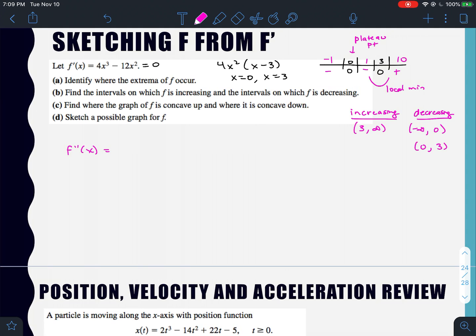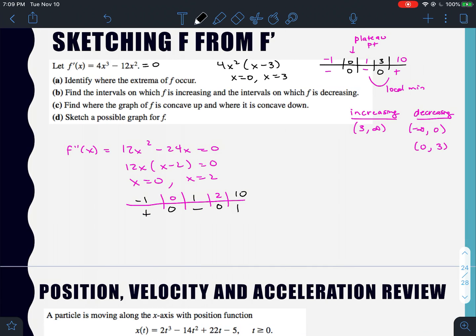Concavity, we need to look at the second derivative. So my second derivative is going to be the derivative of the first. So 12x squared minus 24x. Set that equal to 0. I'm going to pull out a 12x, and then I would have x minus 2. So my points of inflection could occur at 0 and 2, but we've got to make a sign chart and make sure that it changes signs at both of those places.